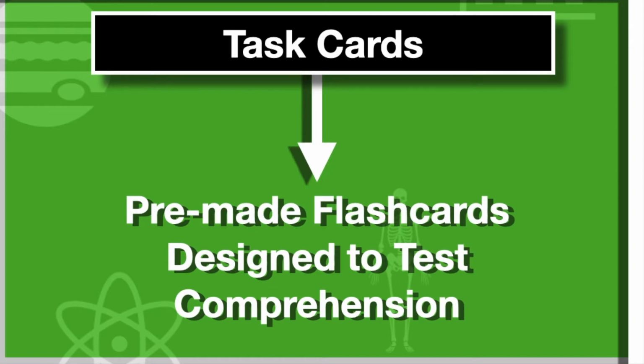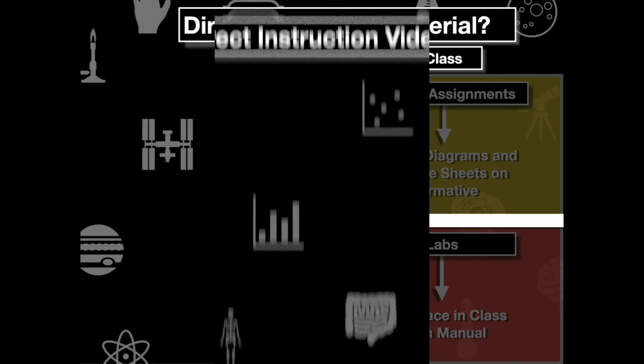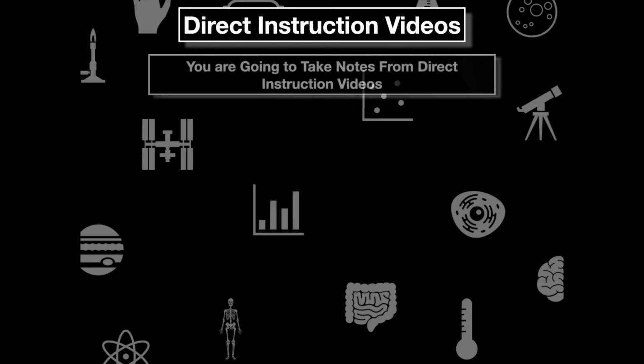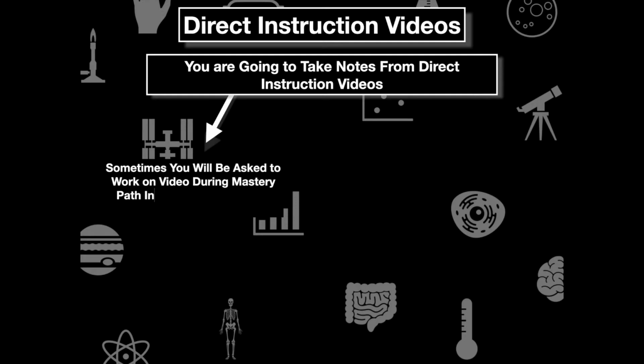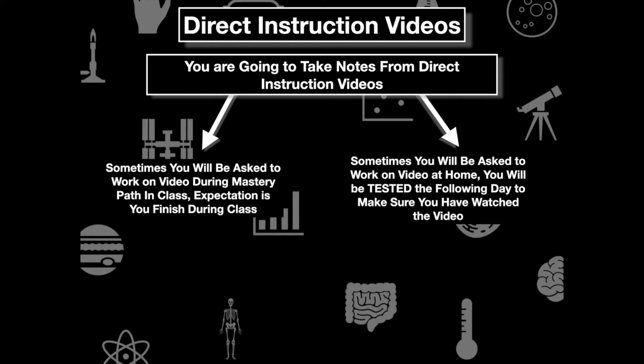Let's look at them in a little bit more detail, give you examples, and see how we're going to utilize these. All right, so if we're looking at direct instructional videos like this one here, you're going to want to take notes. We're taking notes because this is the fundamental way that you're going to get the foundation of the material that we're learning. Sometimes you're going to be asked to work on the video during a mastery path in class, which we'll look at during the first week. But you're also going to be asked to work on some of the videos at home, so that it opens up more lab time and more time in class for us to do some activities.